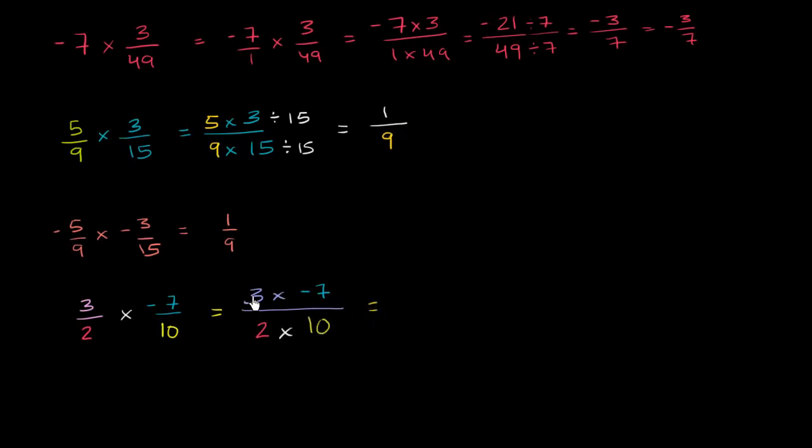So this is going to be the numerator. A positive times a negative is a negative. 3 times 7 is 21, so it's negative 21. And the denominator, 2 times 10, well, that is just 20. So this is negative 21 over 20, and you really can't simplify this any further.